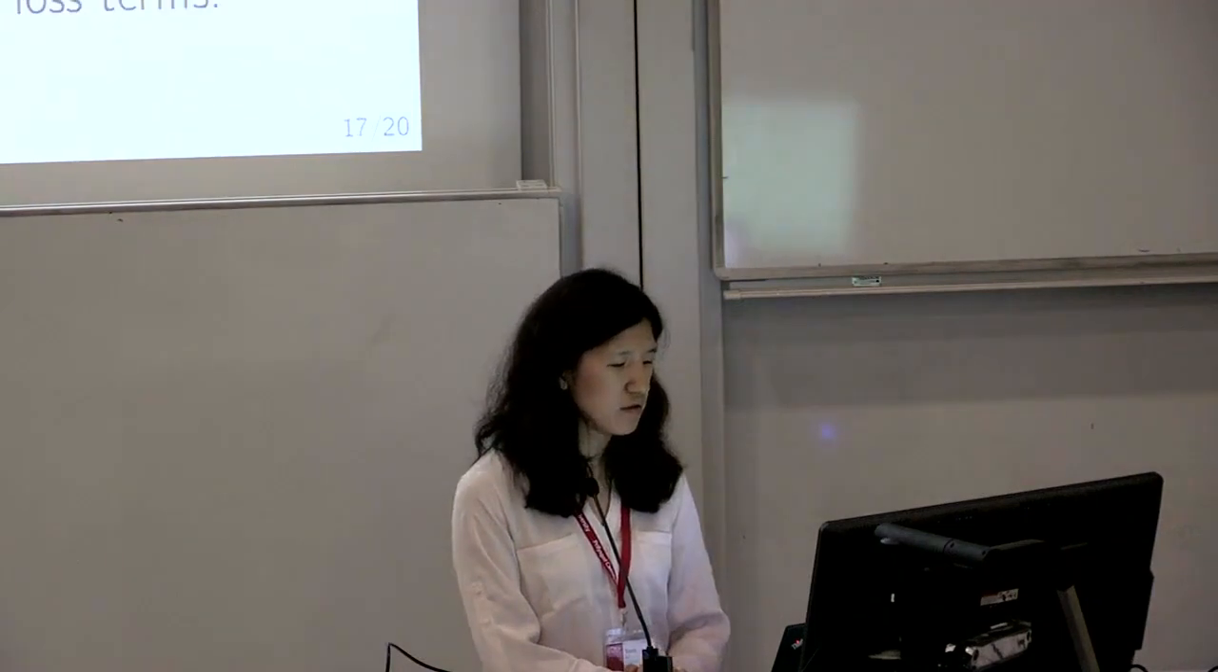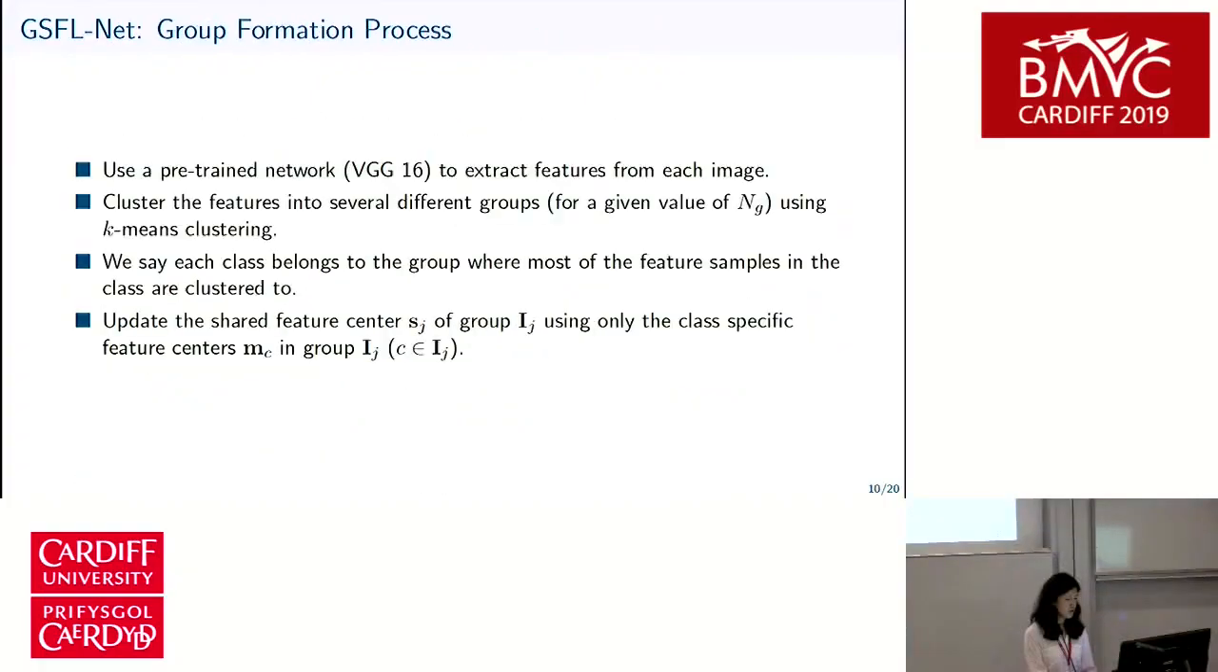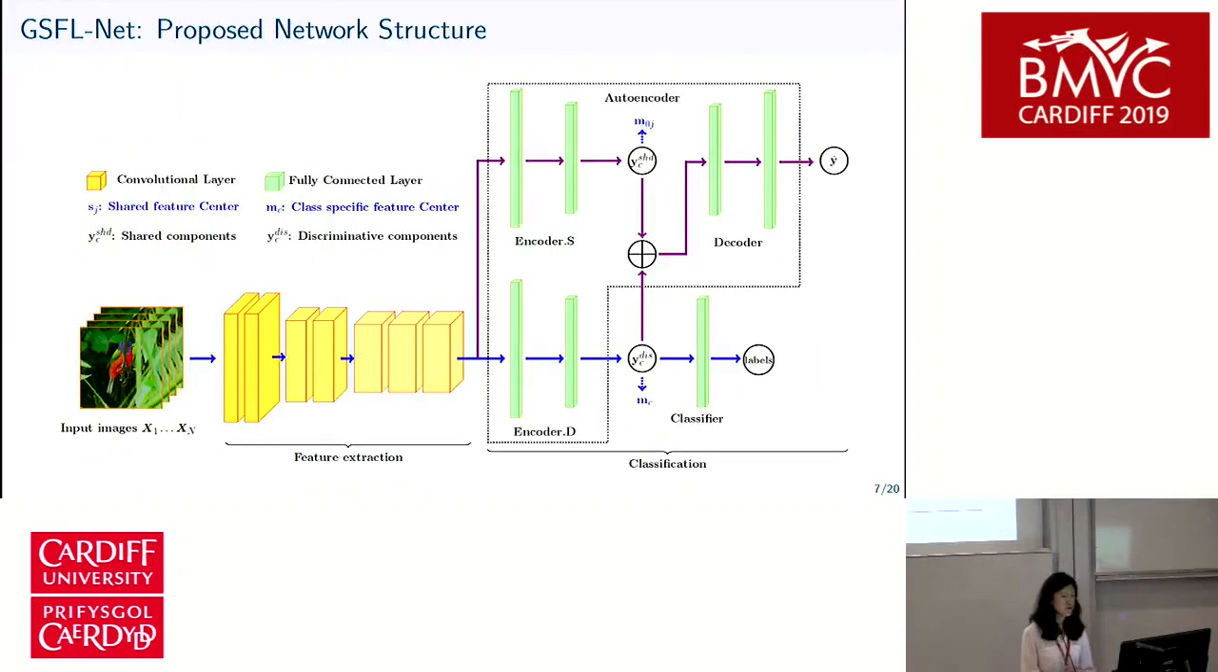Can you come back, please, to the slide where you show your architecture? Thank you. I would like to know, is this label a group label like cars, or a fine-grain label like bird type 1, bird type 2? It's at the end. This J is the label of the group, and C is the label of the class.